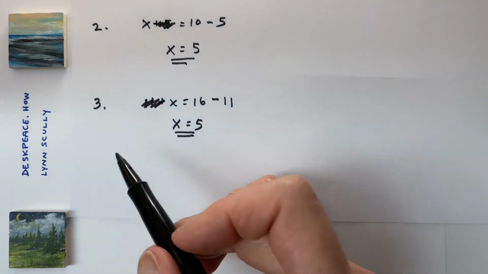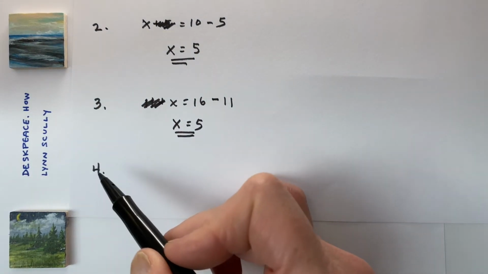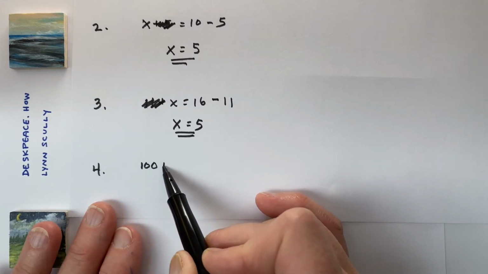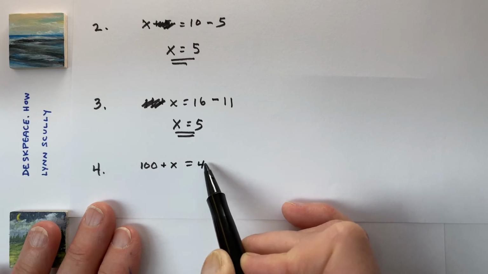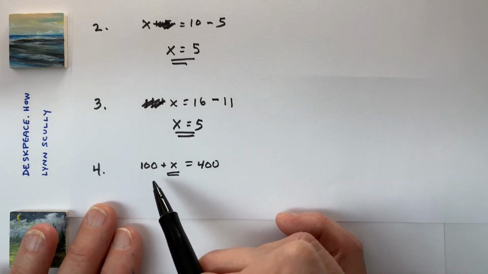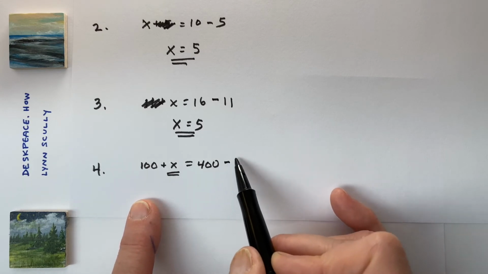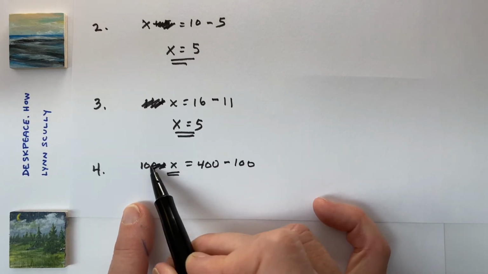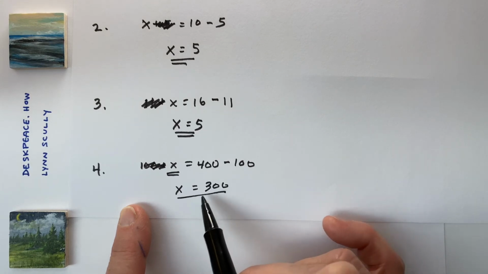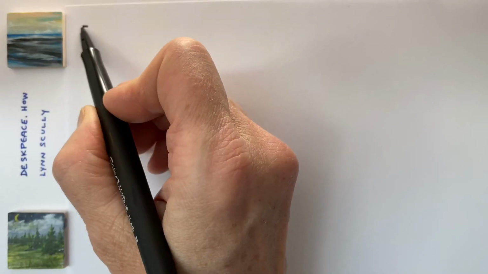Number 4. I think I can fit it on here. Number 4 is 100 plus x equals 400. Here's my unknown. I want to get it alone. The 100's attached by addition. Move it by subtraction to the other side of the equal sign. I'm getting x equals 300. All done.